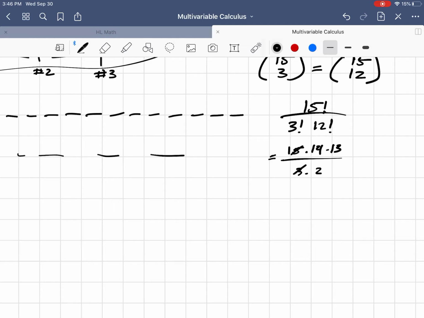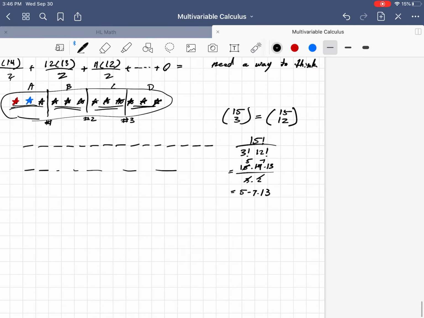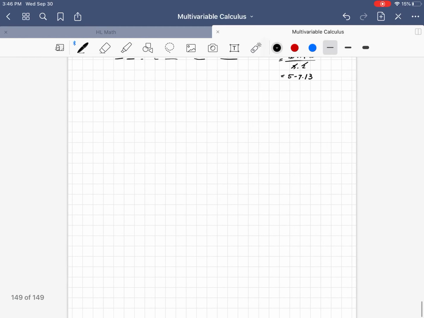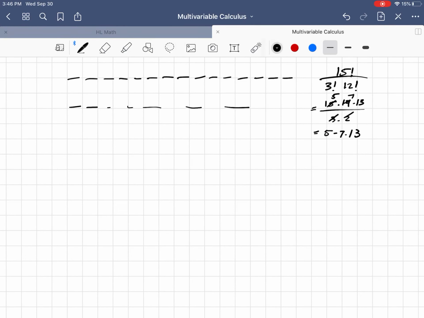The 3 will leave a 5, that will leave a 7, and so the answer is just 5 times 7 times 13, whatever number that is. And so this provides a much more generalized way of thinking about our problem. If we have k kinds of donuts, and we wish to buy n donuts, and we want to ask how many ways can we do that, well, of course, realize that n is going to be greater than k, right?